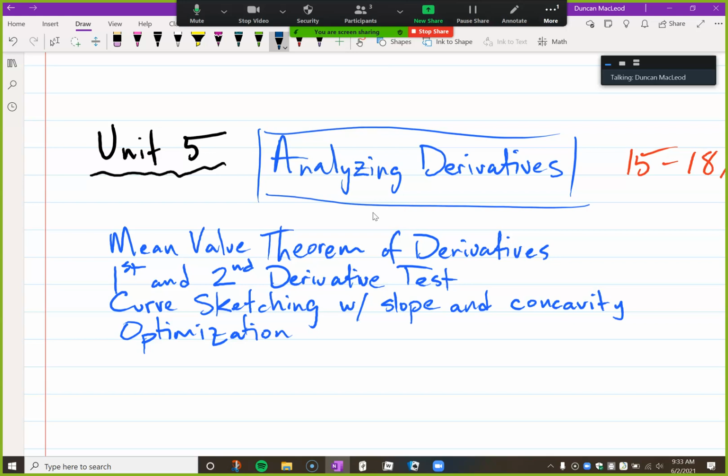Mean value theorem for derivatives is not the same thing as average value. So it's easy to get those confused. Mean value theorem of derivatives means that the instantaneous slope is going to be equal to the average slope at some point between A and B. And they would write this formula on there for you. You generally don't have to remember this formula. But it's where the instant slope equals the average slope. That's what mean value theorem was.